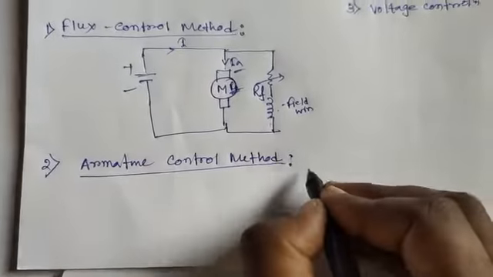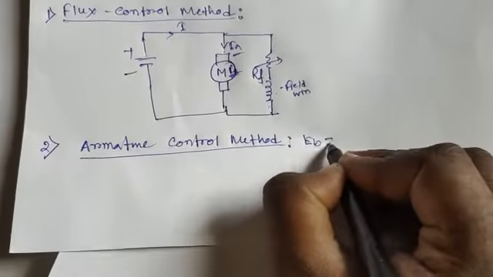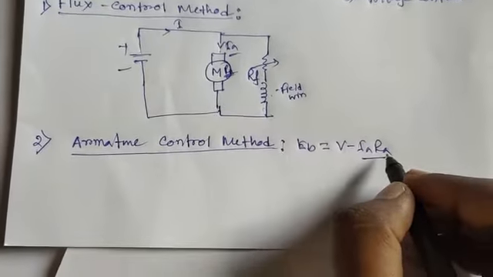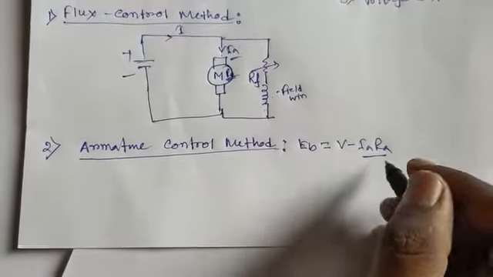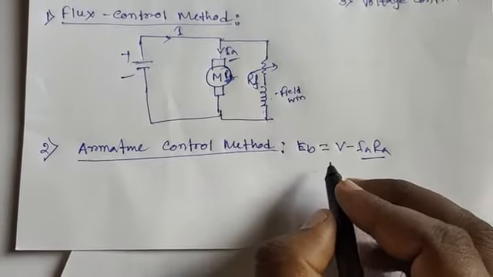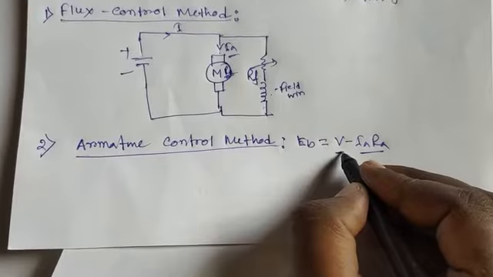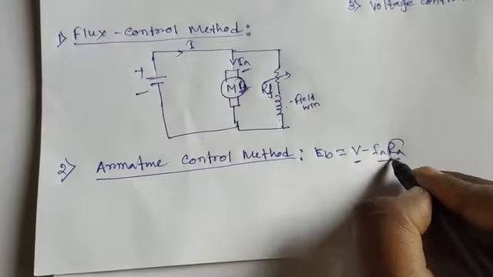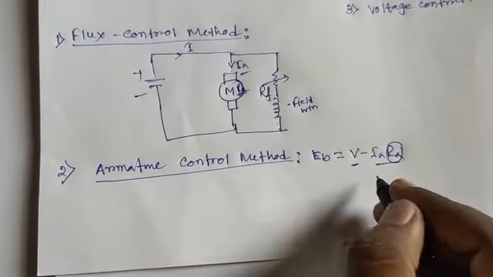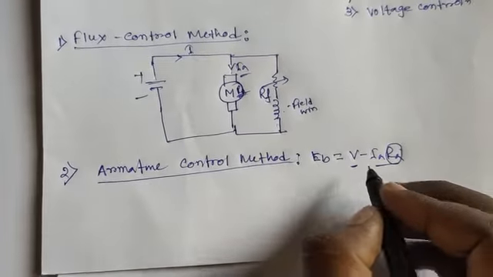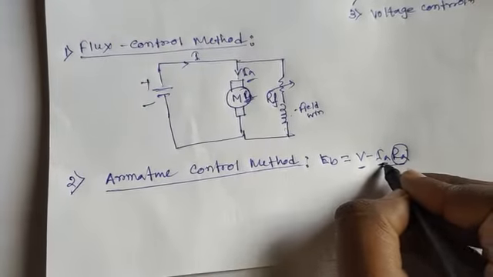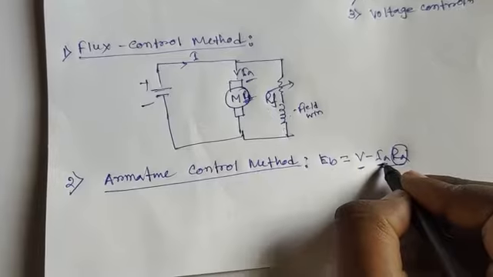We know Eb is equal to V minus Ia Ra. This is the drop of resistance. That means when the supply voltage V and the armature resistance Ra are kept constant, then the speed is directly proportional to the armature current Ia.